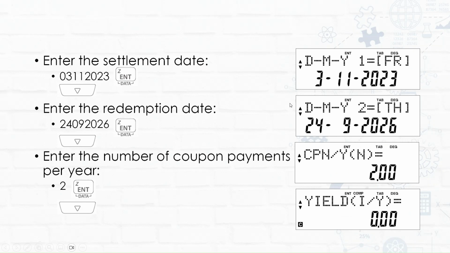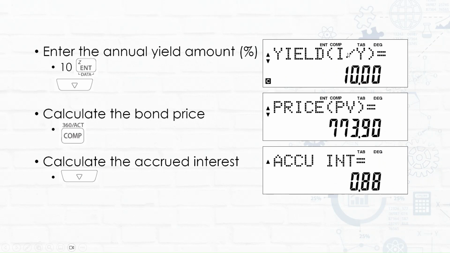Then enter your settlement date. Remember, we changed it to the European setting, so it's going to be the 3rd of the 11th month, 2023. And then, of course, your redemption date, which is the 24th of September, 2026. Enter the number of coupon payments per year, and that's 2. Press enter, and then enter your yield amount, which is 10%, so type in 10. Then we calculate our bond price by just pressing comp, and that will show us the bond price that we would need to pay, as well as the accrued interest on the bond.